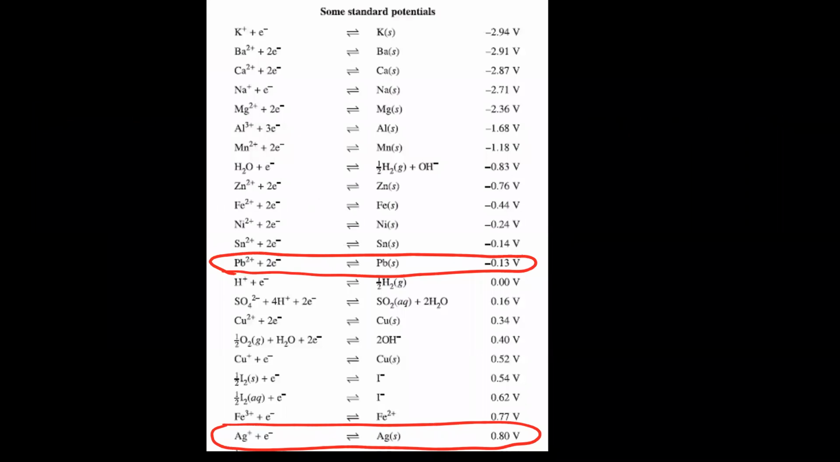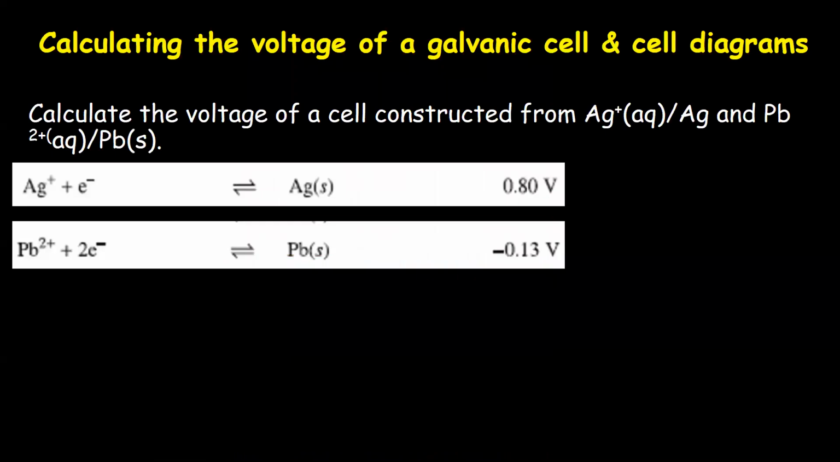If we look at the standard reduction potential, we can see Pb2+ is on the top and Ag+ is at the bottom. It means Pb is losing electrons, or oxidized, and Ag+ is gaining electrons, or reduced. So we have the E° for Ag+ here, that is 0.80 volt, and for Pb2+. So we can write the half equations for this cell here.